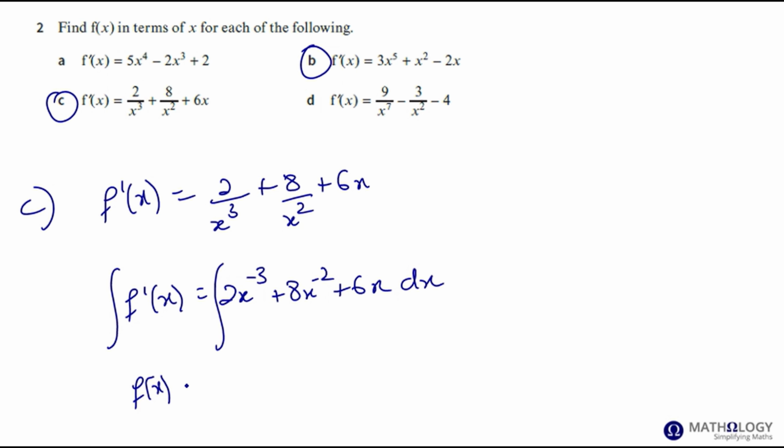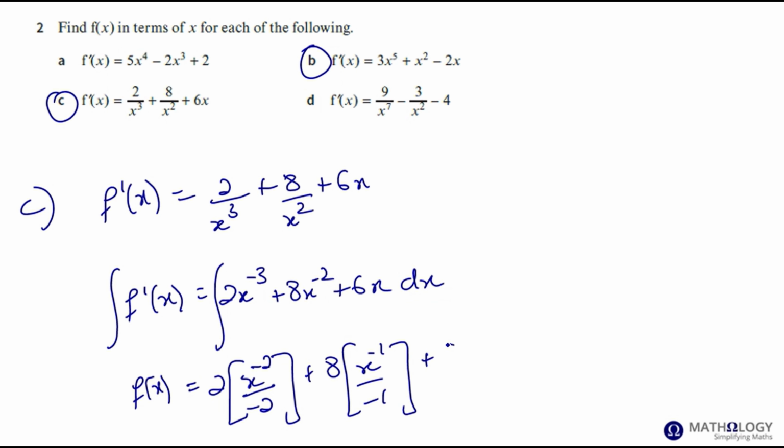So f of x equals 2 is a constant, doesn't take part in integration. X to the minus 3, we integrate: we add 1 to the exponent, x to the minus 3 plus 1, x to the minus 2, divide by minus 2, plus 8 times x to the minus 2 plus 1, so x to the minus 1, divided by minus 1, plus 6 times, this is x to the 1, so it's x to the 1 plus 1 is x to the 2 divided by 2, and finally we add the constant of integration.